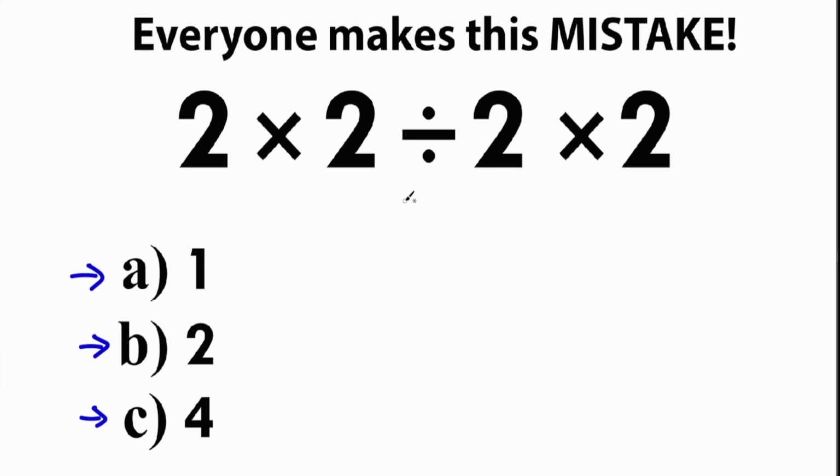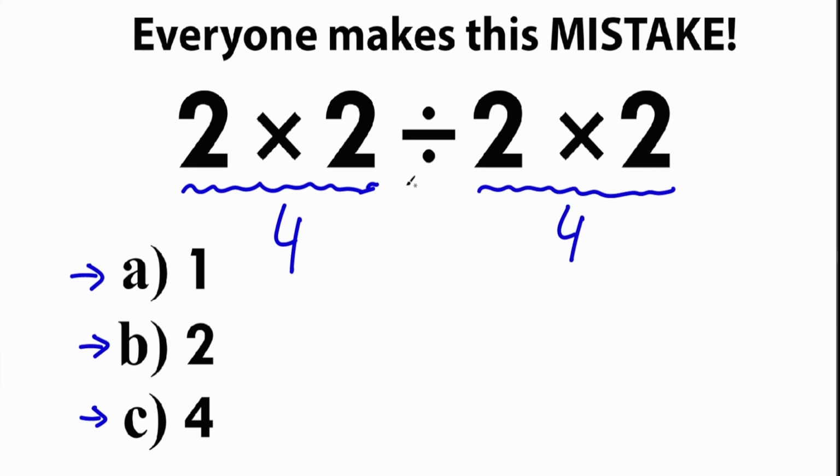So a lot of students might be saying, okay, we have our expression, we have 2 times 2 from left to right equal to 4 right here, and we have the same multiplication on the right side. So 2 times 2 equal to 4 as well, and with this division in the middle, we have 4 divided by 4, and this is equal to 1. So a lot of students might be saying, okay, Mister, the correct answer is A, and I solved this question absolutely correct.